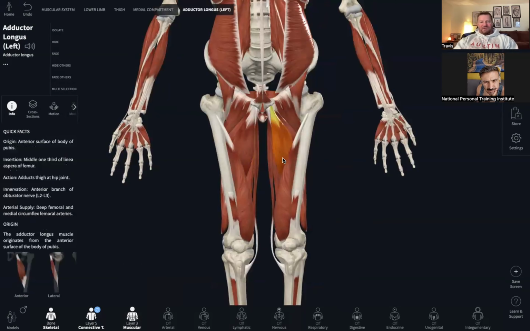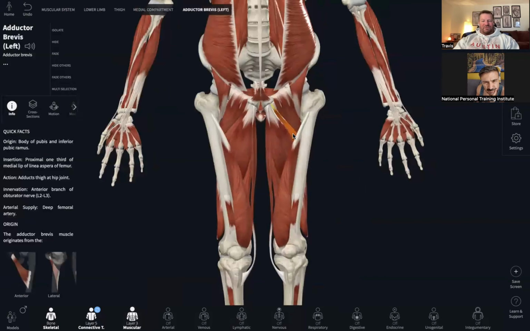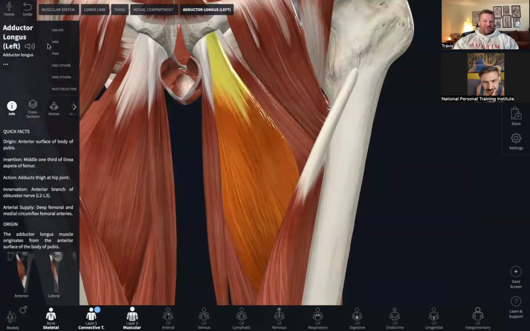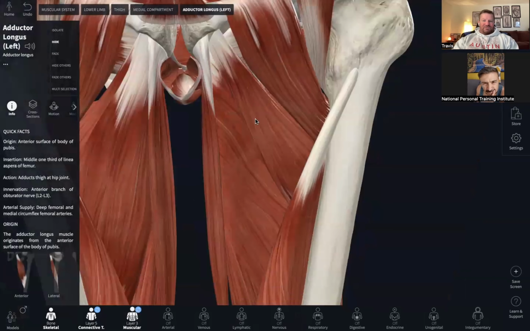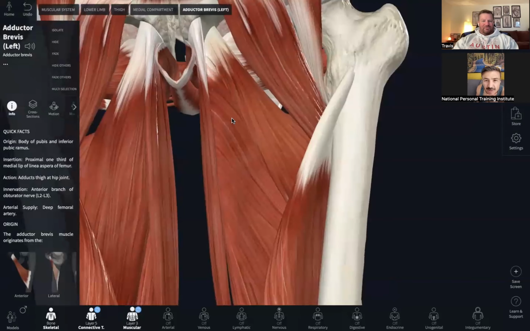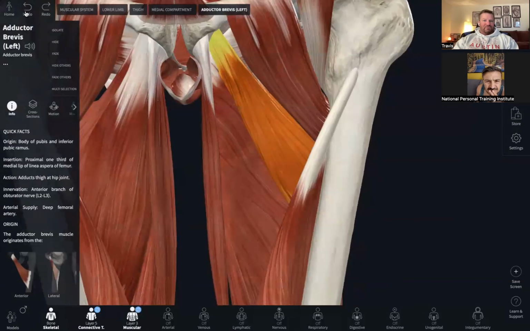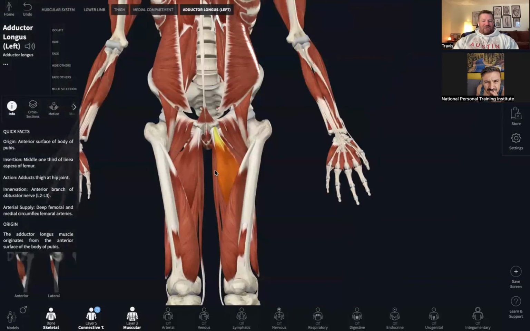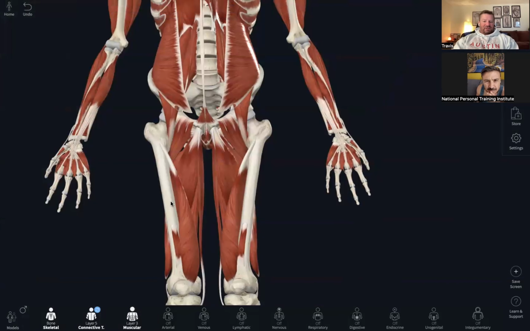We have the adductor longus on the anterior side and the adductor brevis. Those are the three adductor muscles. The brevis is on the posterior side, behind the longus. You can kind of see that if we hide that one, it just goes right here. They're all kind of put together, if you will. So the agonist is quads and glutes, depending upon starting position, and the synergists are all of the adductors.